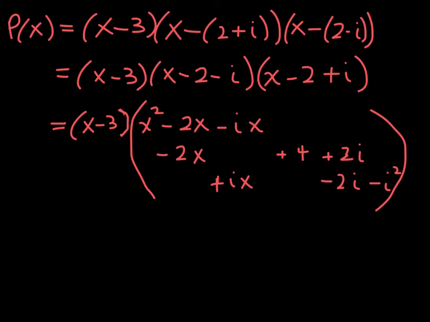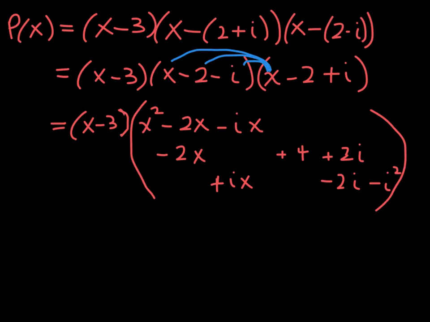What I did was I distributed x here. x times x is x squared. x times negative 2 is negative 2x. And then x times negative i is negative ix. So that's what I put here. And then when I distributed the negative 2, I just stacked up like terms. And when I distributed the i, I stacked up like terms.